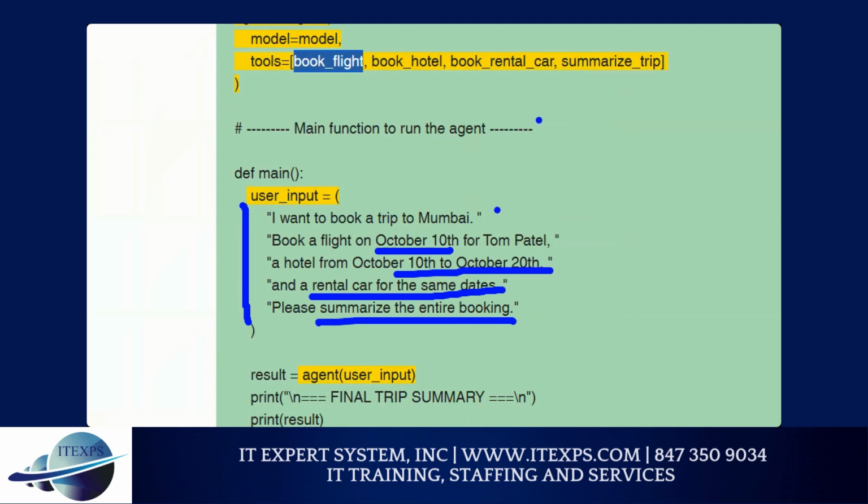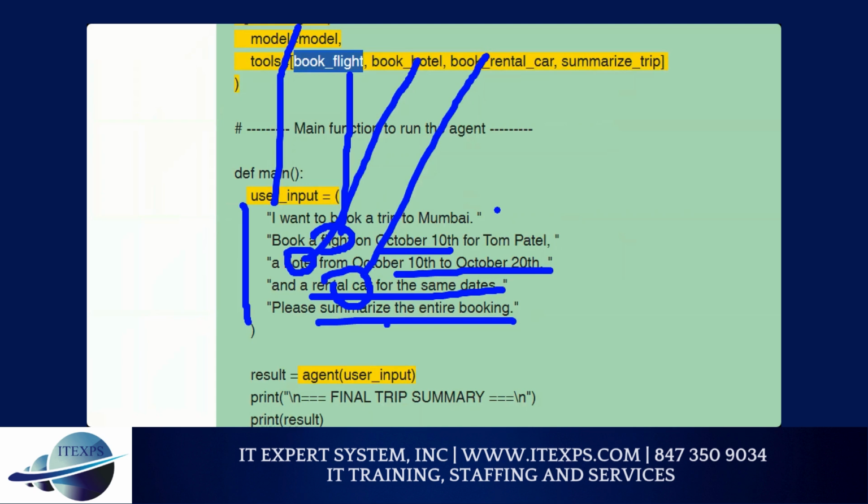So my prompt will go to the model. The model will say flight, and it will pick up the flight. The model will say hotel, and it will pick up the hotel. The model will say rental car, pick up that, and summarize. Then it will pick up the summary and give you the answer, right?